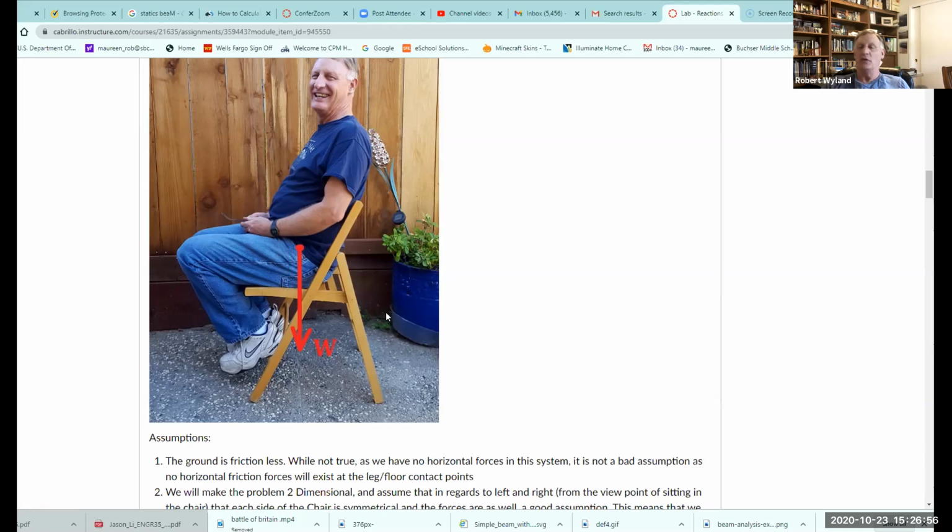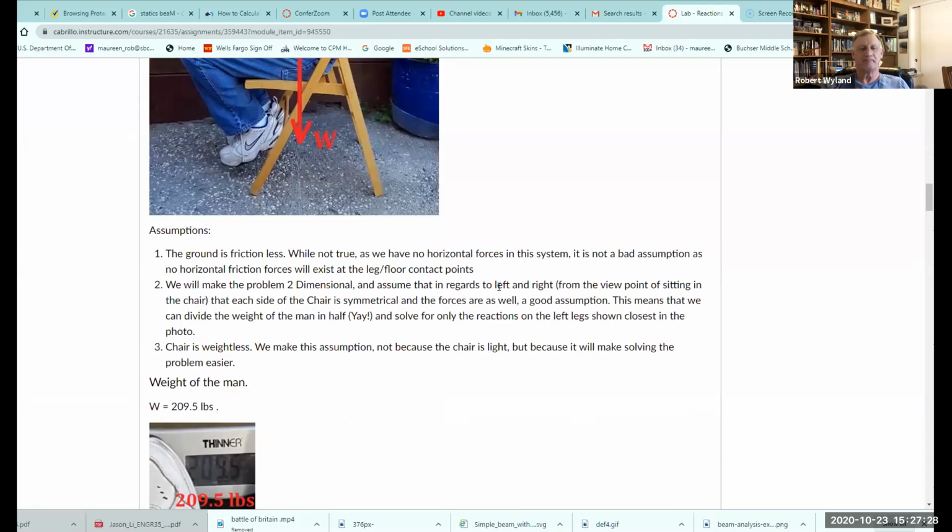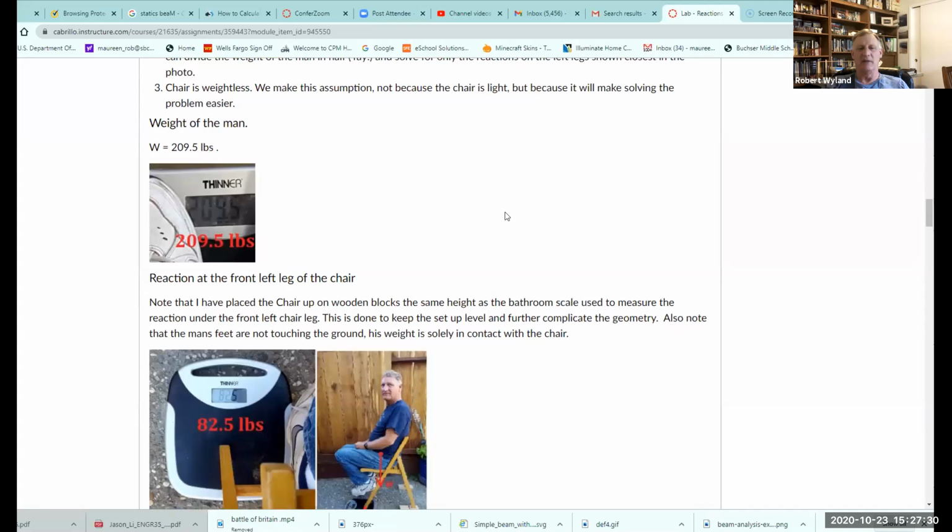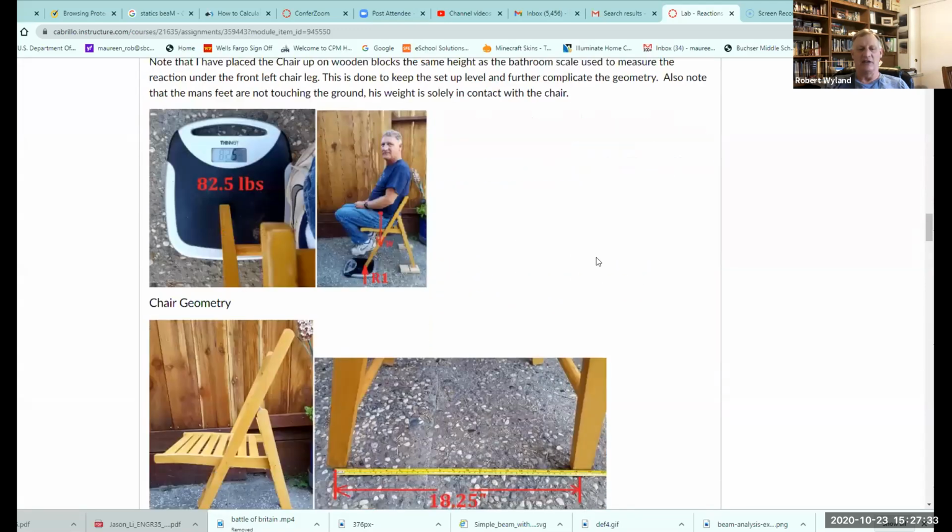What was the other assumption? Oh, the other assumption that I want you to make, and again, this is all written in there, is that normally on a chair, you've got a right and a left side, and we're only looking at the left side. So we're going to say that all of the forces are in half. So the right-hand side versus the left-hand side are mirrored, and half of the forces are on the left, and half of the forces are on the right. So in essence, use half of my weight to solve this 2D problem here. So take my weight and divide it by half when you're looking at reactions.